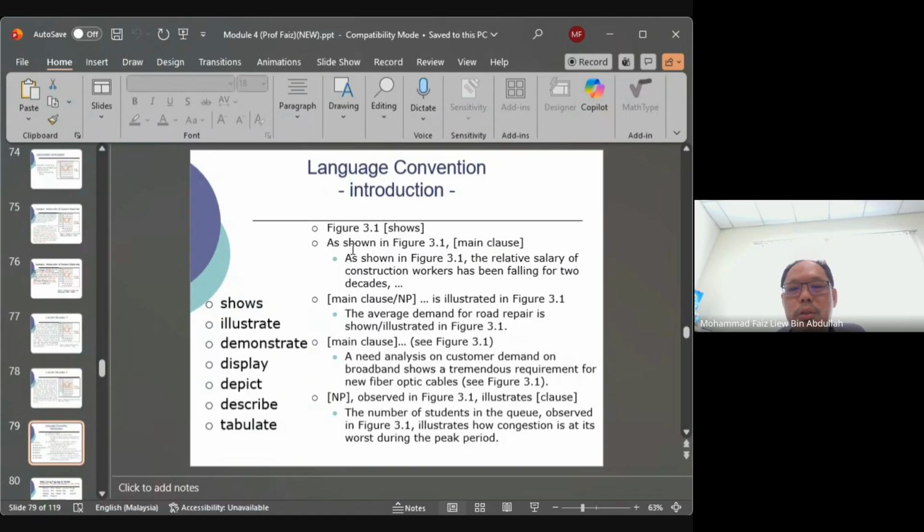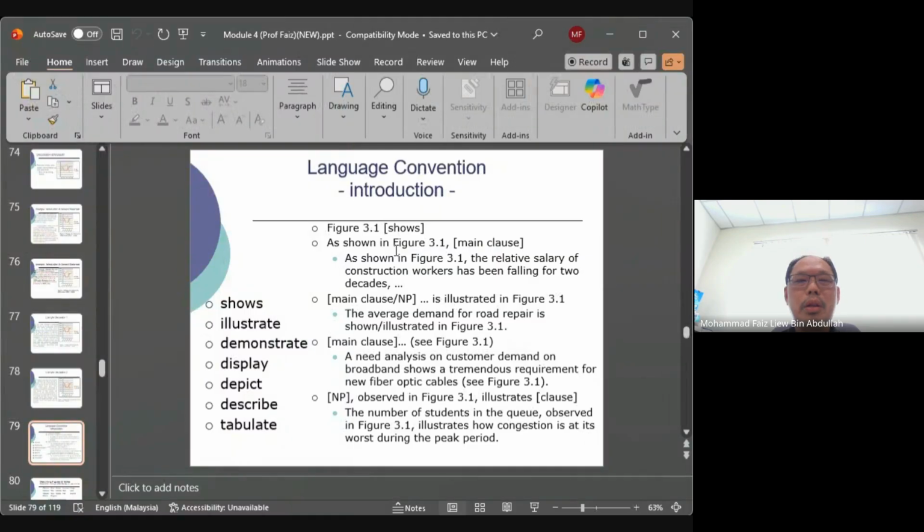As shown in Figure 3.1, or as shown in 3.1, the relative salary of construction workers has been falling for 2 decades. So you have to have what we call a variety of writing styles in the thesis, because you must understand your thesis might be 200 pages, 300 pages, and the examiner wants to read page by page.